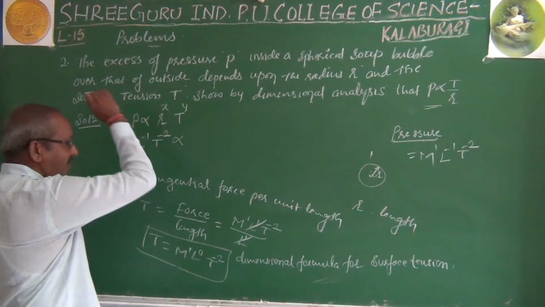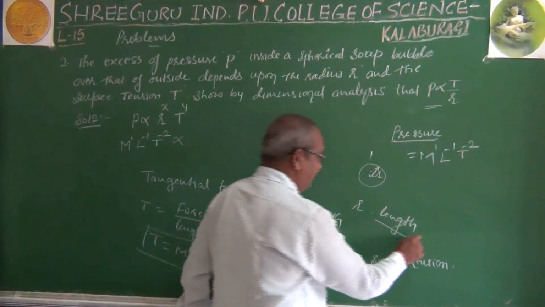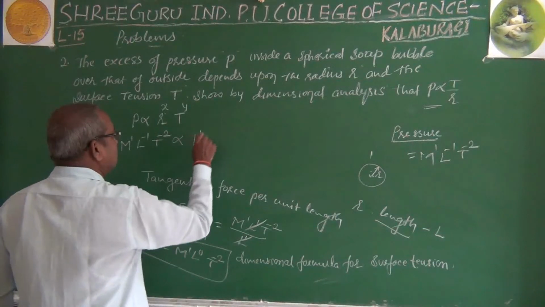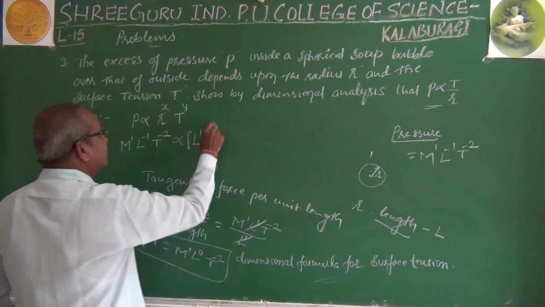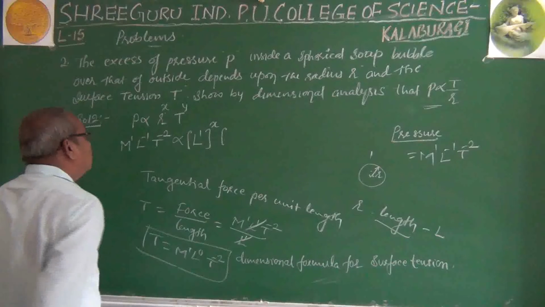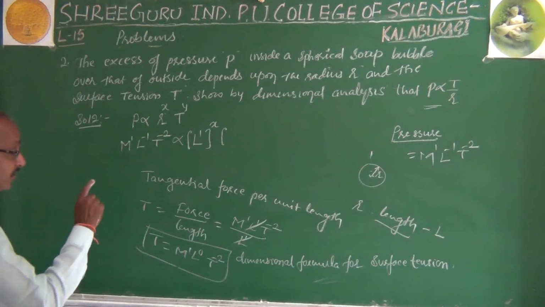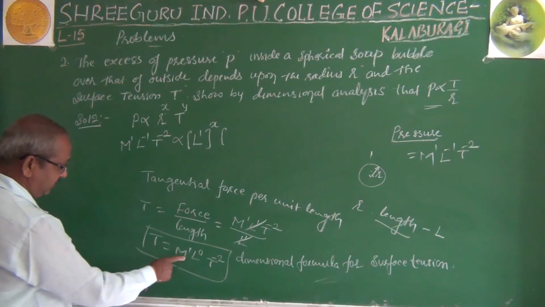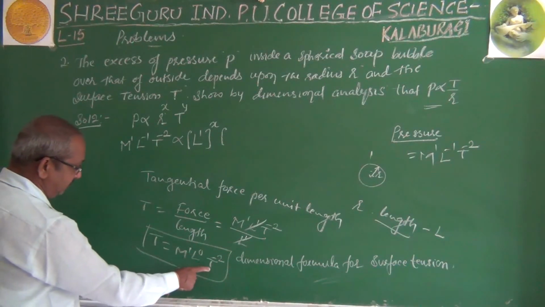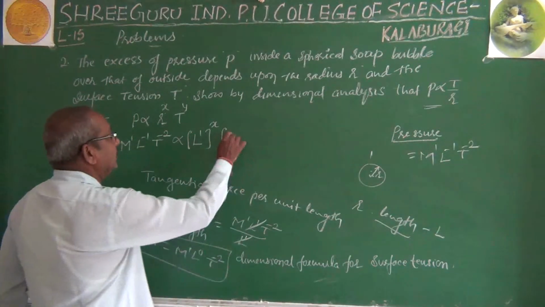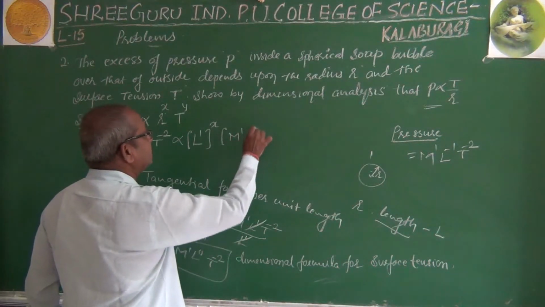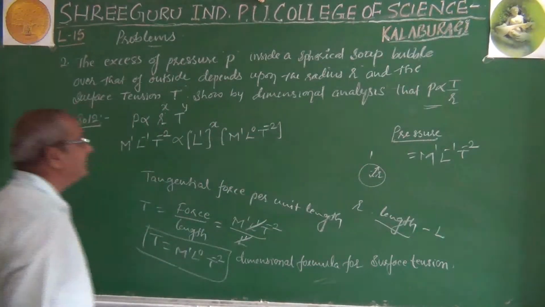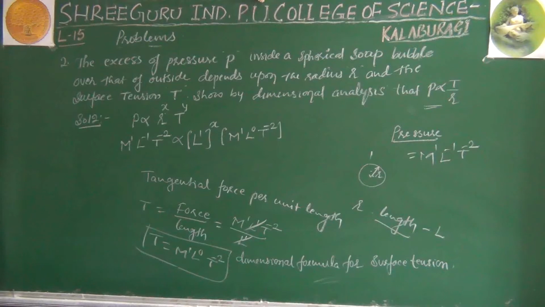Proportional to R. R is nothing but length, and length dimension is L. So here L raised to 1, whole to the power x, which we have taken, into T. T is the surface tension, and the surface tension we got is M raised to 1, L raised to 0, T raised to minus 2, all to the power y. Now we will simplify this.